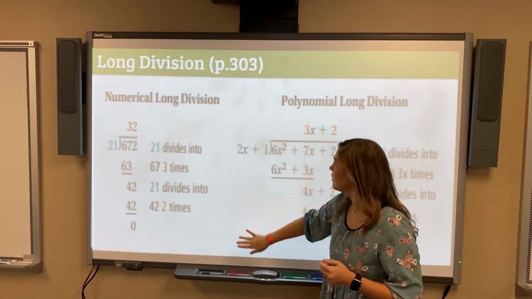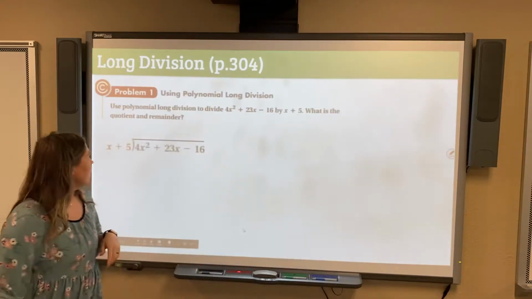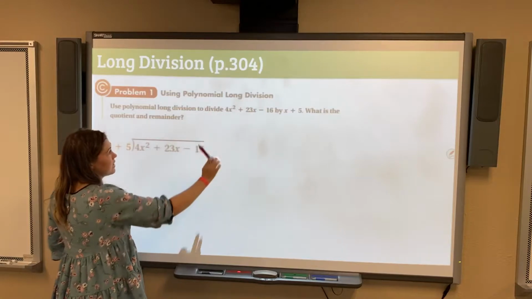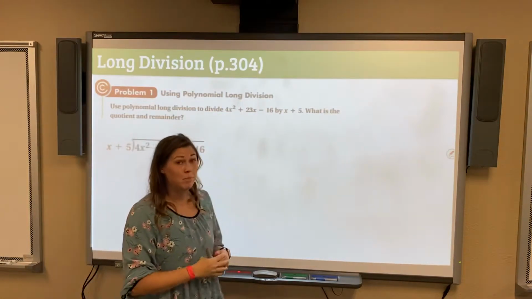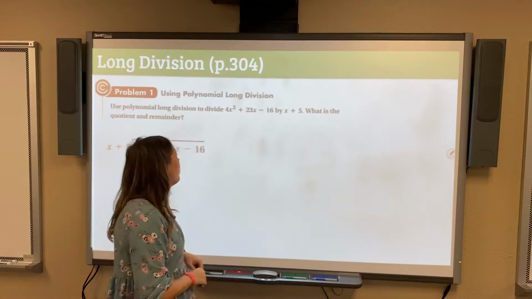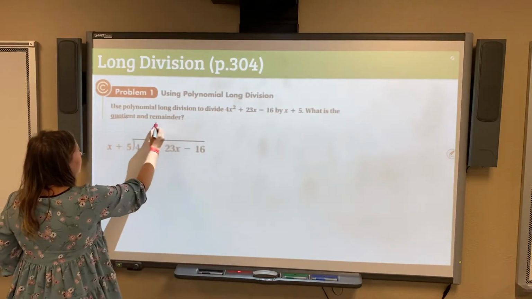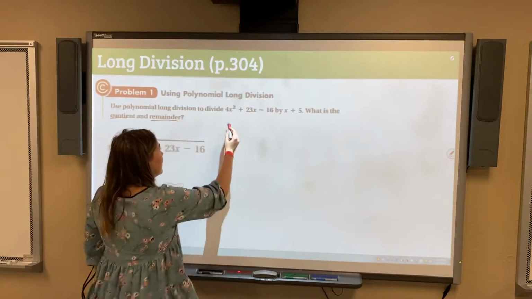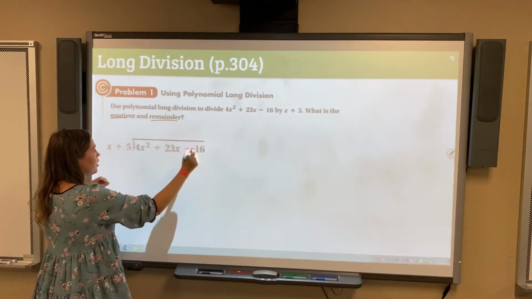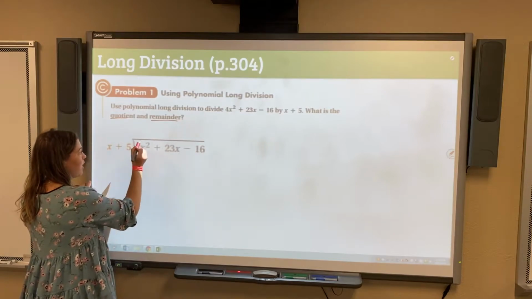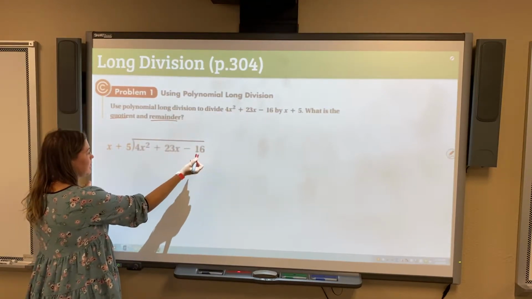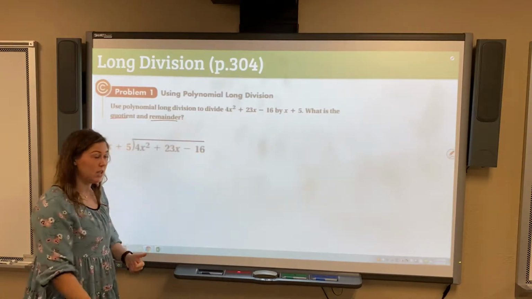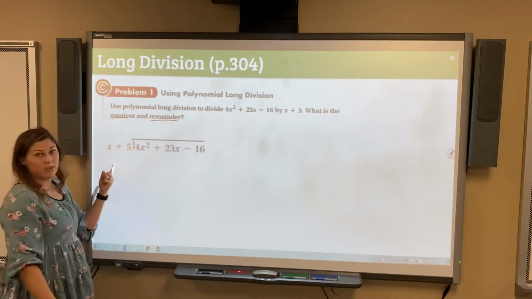Okay, so using polynomial long division again, we are dividing 4x squared plus 23x minus 16 by x plus 5. What is the quotient and the remainder? Okay, so you may have a remainder for this. So this goes under our division sign, and double check, it's 4x squared plus 23x minus 16. 2, 1, constant. Okay, so we're good there. So then our x plus 5 goes on the outside.